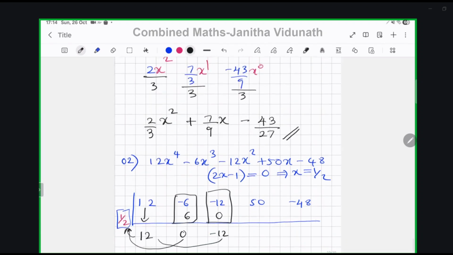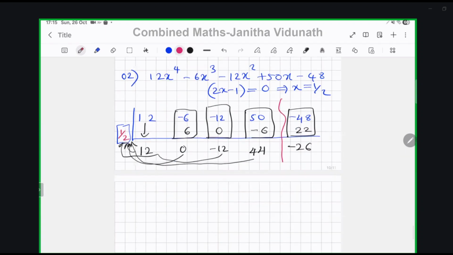Then minus 12 times half is minus 6. Then we need to pass that value to the next column. Then 50 plus minus 6 is 44. Then we need to multiply 44 with the number inside the box, that means half. 44 times half means 22. We need to put that number in the next column. Then minus 48 plus 22 is minus 26. Now we need to keep those numbers in the last row. Then minus 26 is the remainder, and the other coefficients are the coefficients of the quotient.